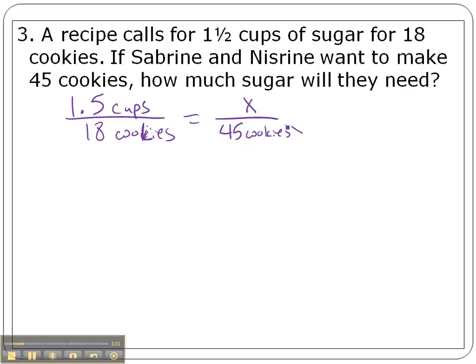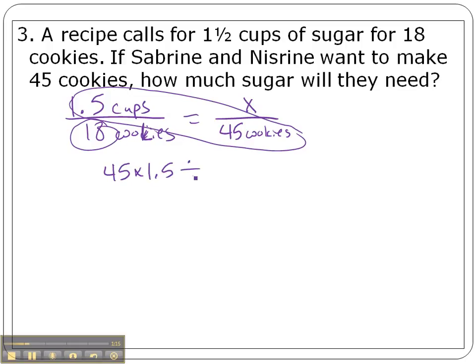Cross products are equal, so 45 times 1.5 equals 18 times x, and based on the fact that cross products are equal, we can use the bat and ball method. So the two numbers that we know that are diagonal from each other are the bat, and you multiply the bat. So 45 times 1.5, and then you divide by the ball, which is 18. Let's do 45 times 1.5 right here.